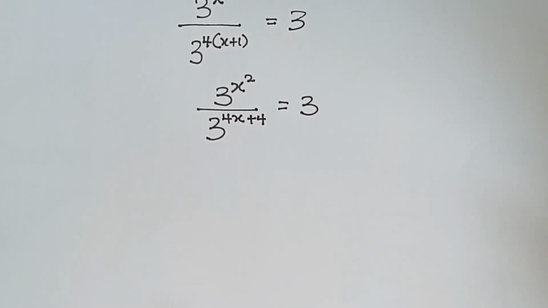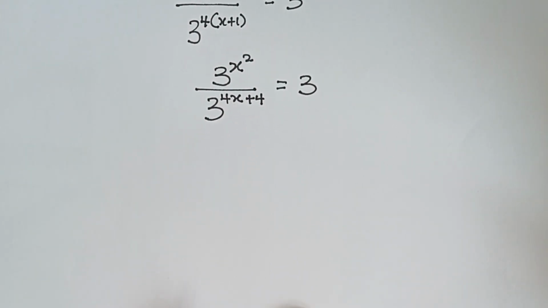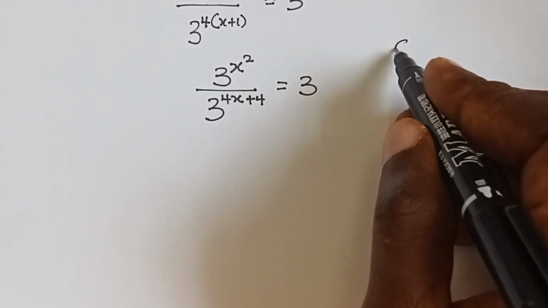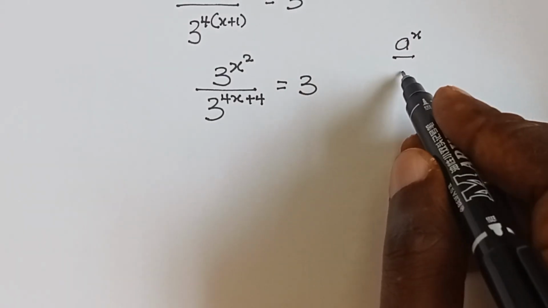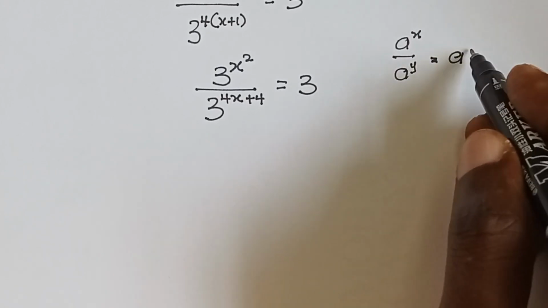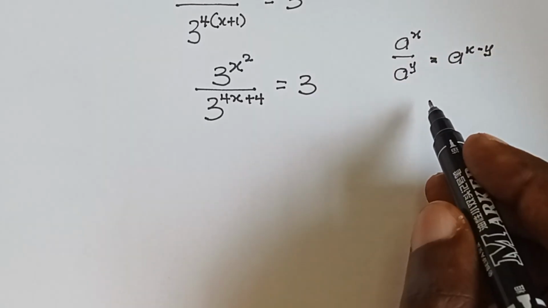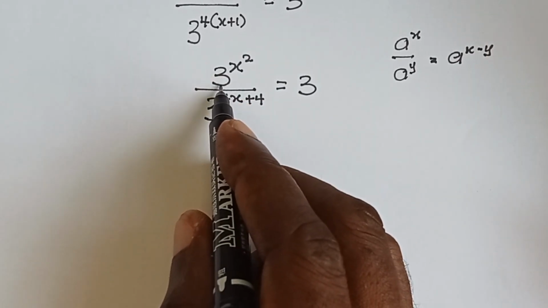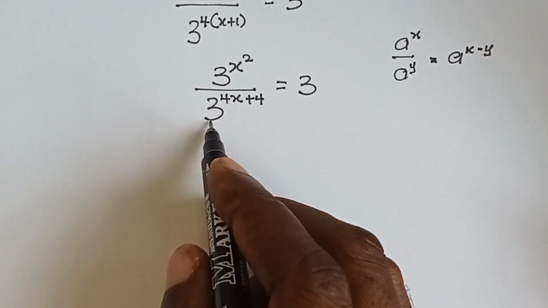Now from here, we're going to apply one of the laws of indices or exponents that says if we have a raised to the power x over a raised to the power y, it becomes a raised to the power x minus y. Okay, and that's what we are doing here, because the bases are the same. This is base 3, and this is also base 3.